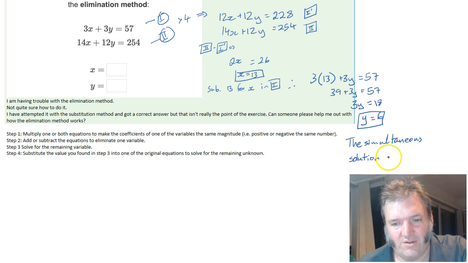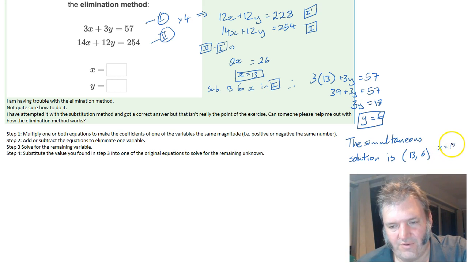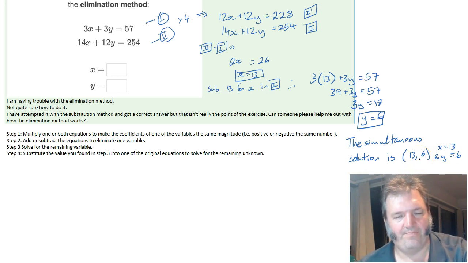The simultaneous solution is 13, 6, or you could write it as x equals 13 and y equals 6. Either of those ways would be fine. I promised you I'd do it 2 ways. So there we did it. Worked fine. We got an answer.